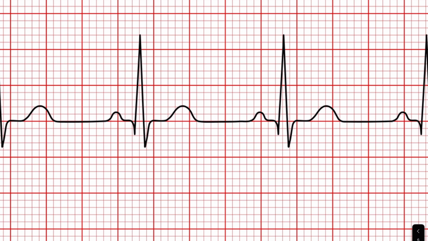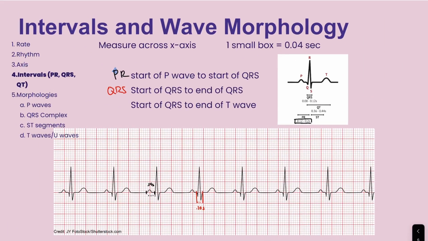So we can measure the start of the QRS complex here and the end of the QRS complex here, and we can count the number of boxes in between. That's 2.5. 2.5 times the 0.04 seconds is going to give us 0.10 seconds. And again, if we went and verify, 0.08 to 0.12 is going to be our normal, so this would be a normal QRS complex.